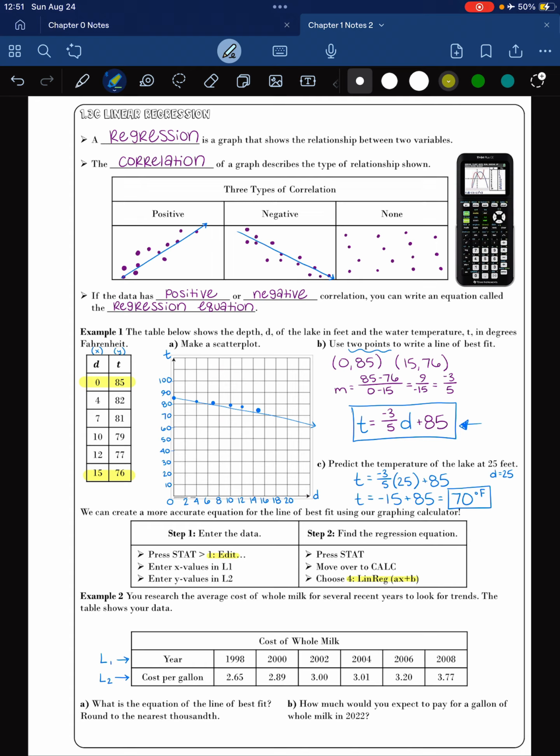Okay, so for this second example now, you research the average cost of whole milk for several years to look for trends. The table shows your data. Okay, and I mentioned that we are just going to list all of these in your L1.